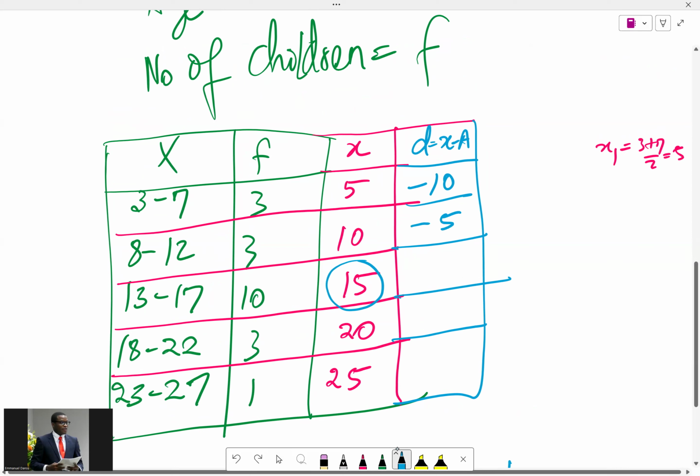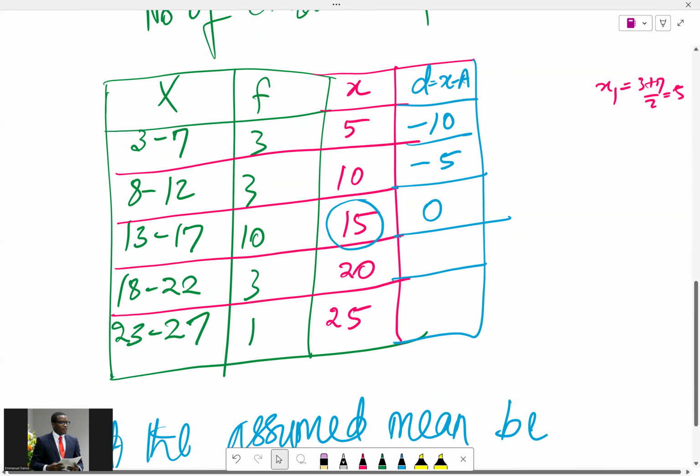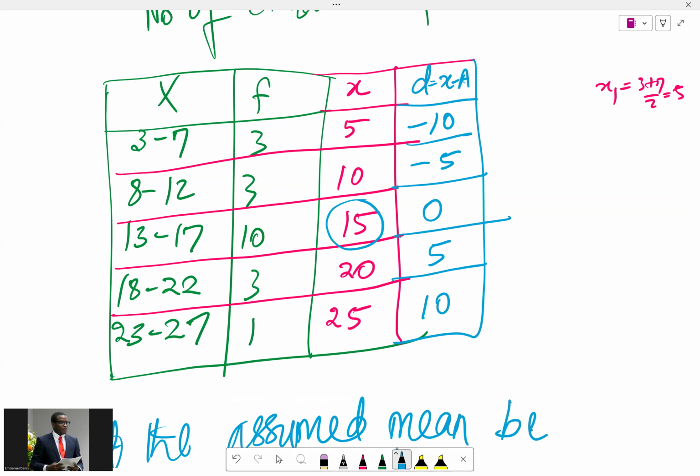You know, if I'd picked something else, the value here wouldn't have been 0. And when you have 0, your work is sort of easy. Then 20 minus 15 is 5, 25 minus 15 is 10. If you pick something else, you get other values, but you still get your final answer. But by picking something in the middle, you get this easy spread: minus 10, minus 5, 0, 5, and 10.